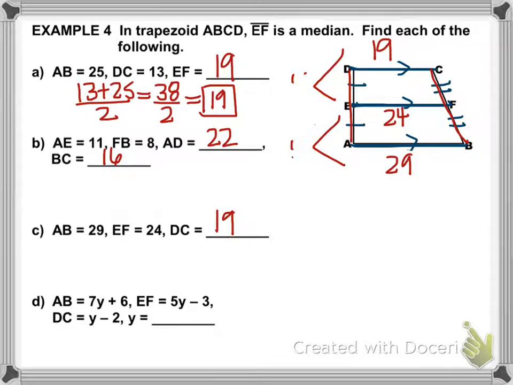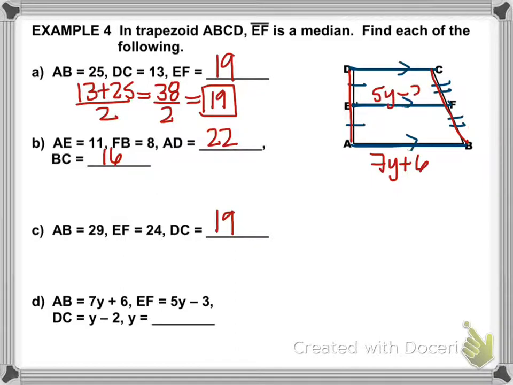Now, when it's not easy is when you have expressions. So take a close look at this one. You definitely will probably see a problem like this. It's not hard. It's just a little tedious. So let's see what it looks like. So AB is 7y plus 6. EF is 5y minus 3. And DC is y minus 2.